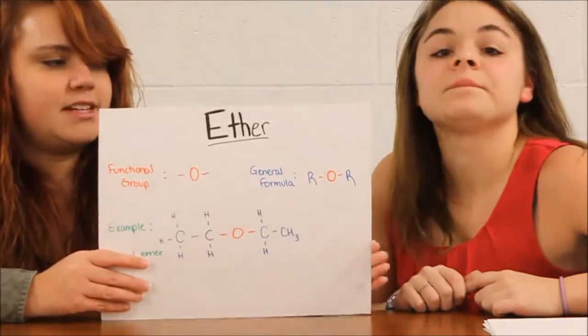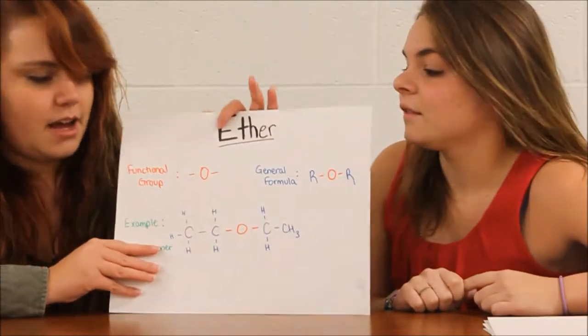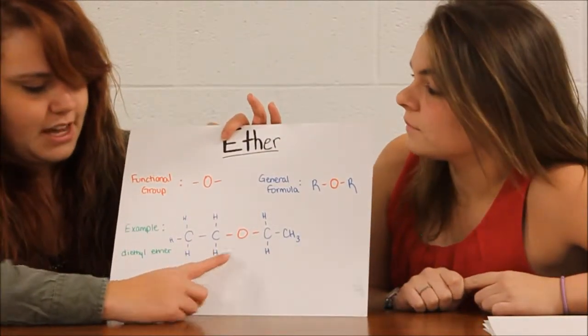So the last functional group is an ether, and an ether consists of 2 ethyl groups joined together by an oxygen, as you can see in our example of diethyl ether.